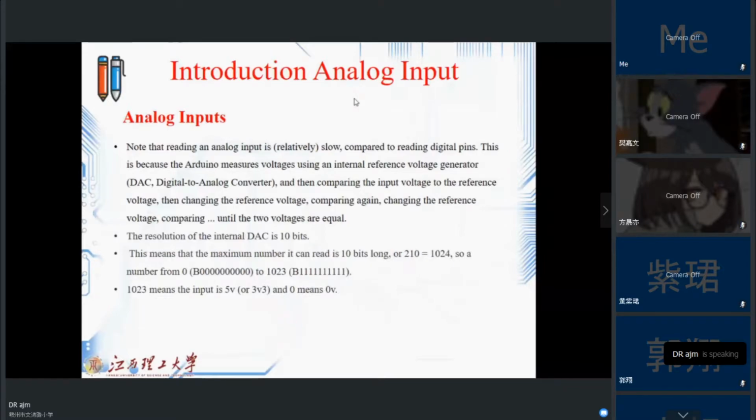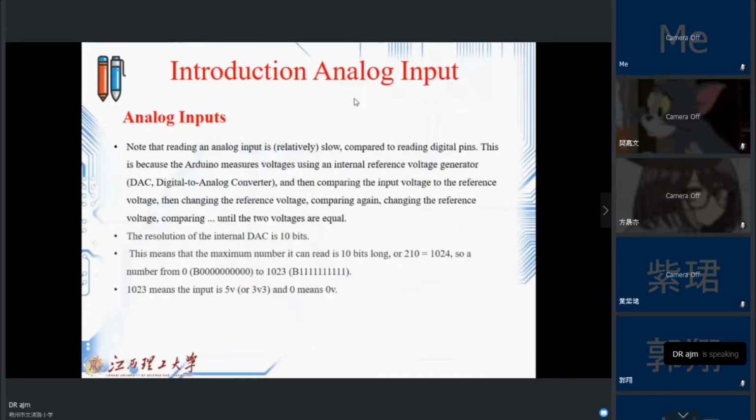Note that reading analog inputs is slow compared with digital pins. This is because Arduino measures the voltage using an internal reference voltage generator, which we call a DAC, or digital to analog converter. Then it compares the input voltage to the reference voltage, changing the reference voltage and comparing again until the two are equal. This takes a little bit of time.